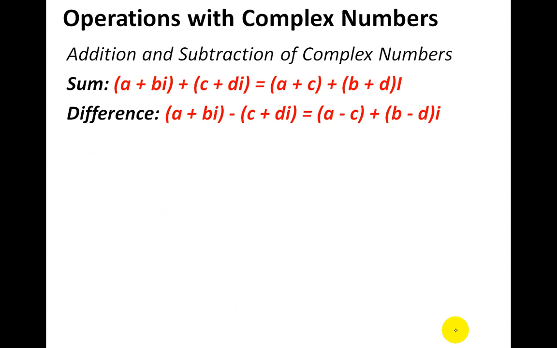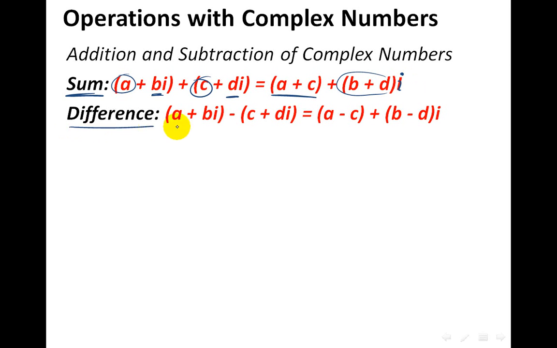Okay, now let's go to the operations with complex numbers. First we'll talk about addition and subtraction of complex numbers. Let's talk about the sum first. If you have a plus bi plus c plus di, then add the real parts together, a and c will give you the real part, and add the imaginary parts, which will give you the imaginary part. This is an i. We'll have an example on this.